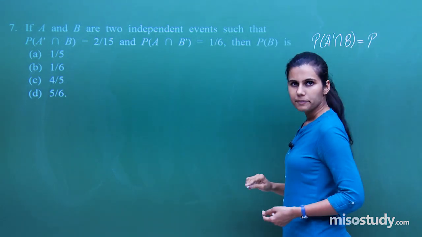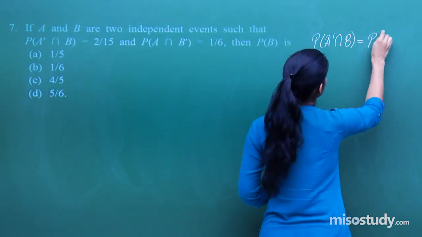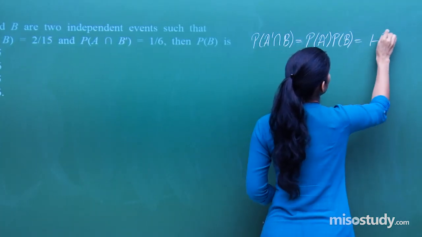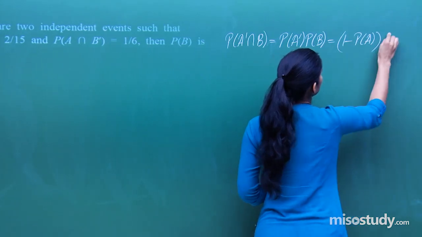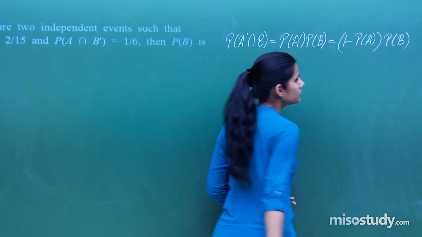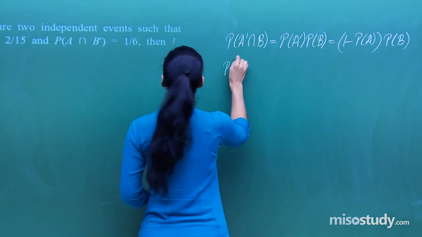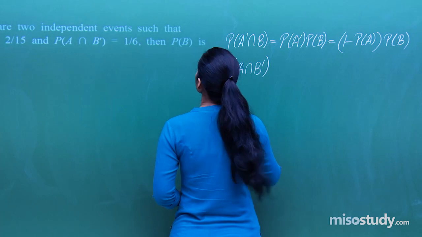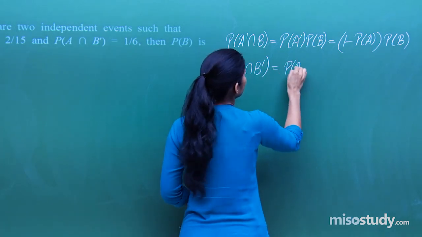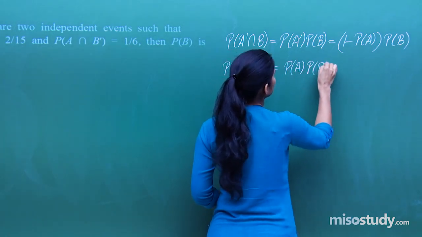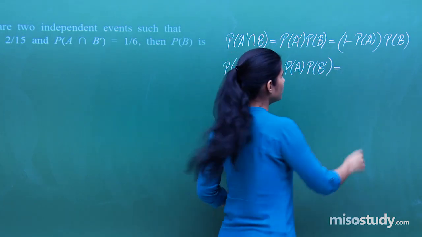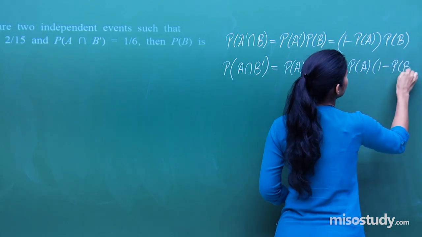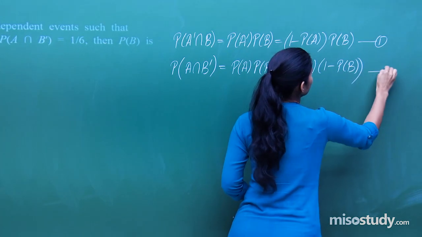It's given that A and B are independent, so A dash and B are also independent. I can write this as probability of A dash into probability of B, which is 1 minus probability of A into probability of B. No problem. Then it is given that probability of A intersection B dash. Again, these two are independent events, so this is probability of A into probability of B dash, which is equal to probability of A into 1 minus probability of B. Let me name this as 1 and this as 2.